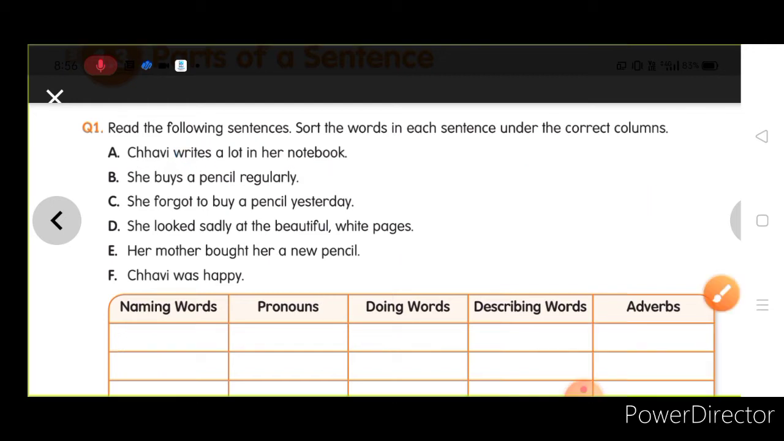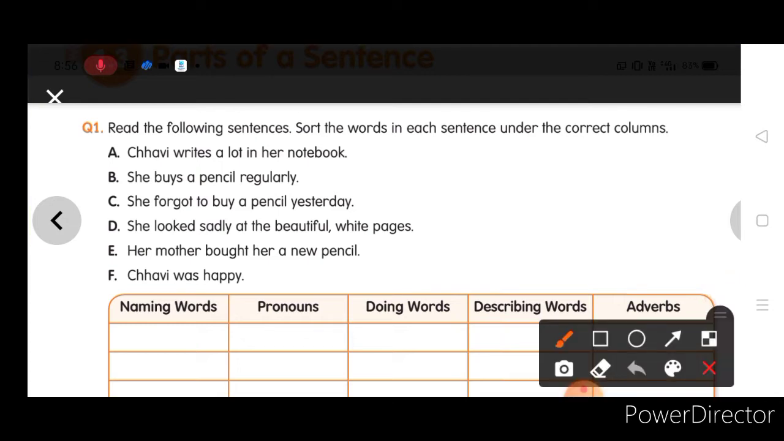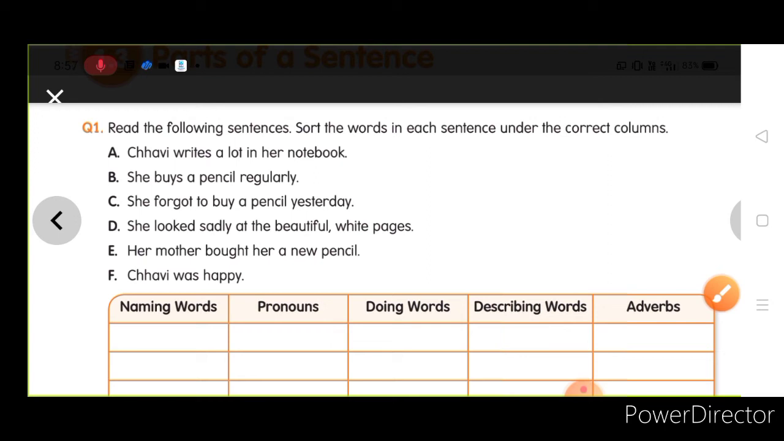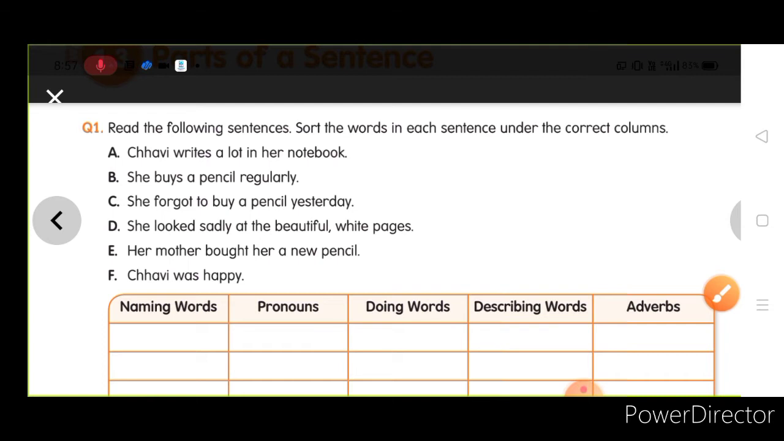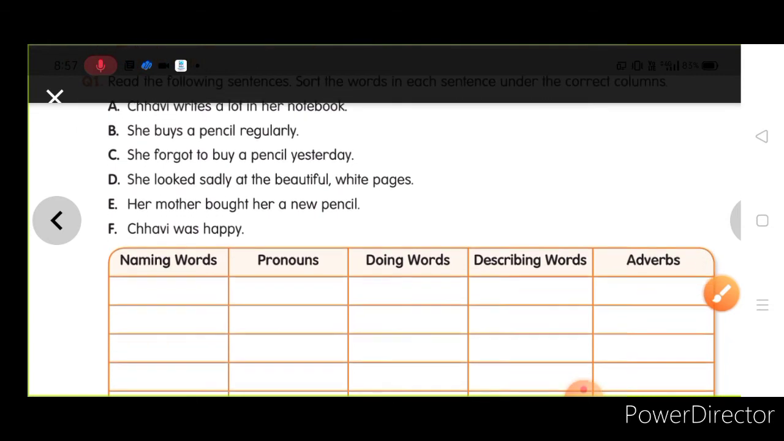And how she is writing? She writes a lot. Means this a lot is describing how she is writing. Writing is the verb. So what is it called as? The words which describe the verb, they are called as adverbs. So adverb, what is this? A lot is the adverb. So in this manner you have to write for all the sentences here.